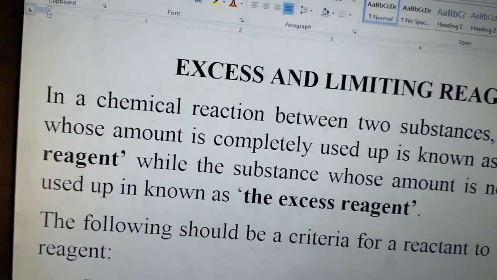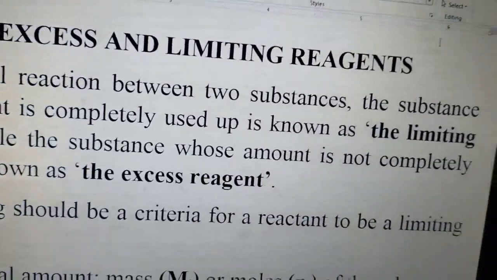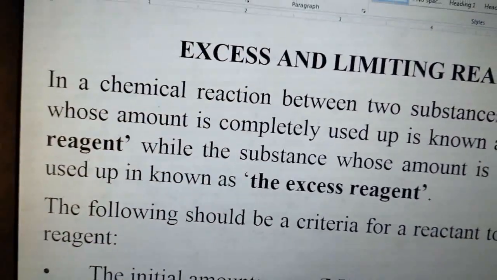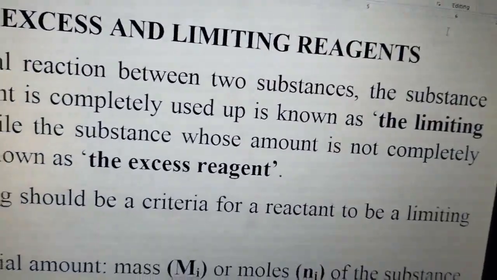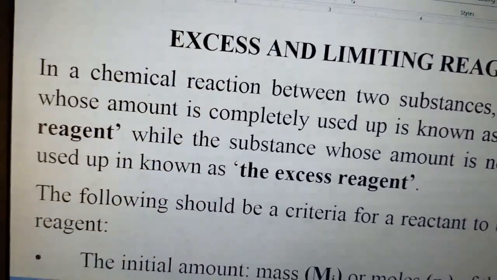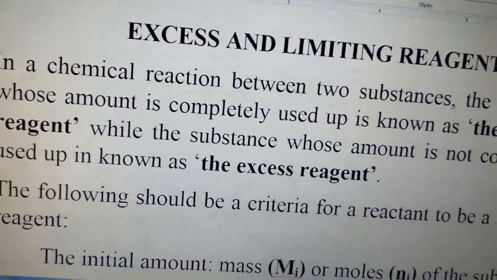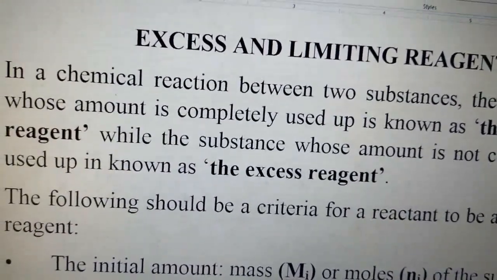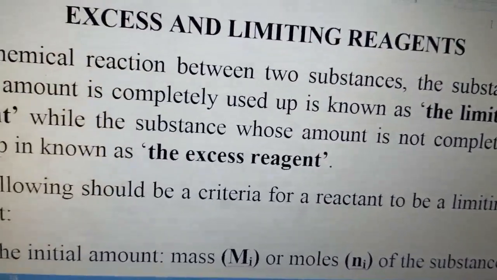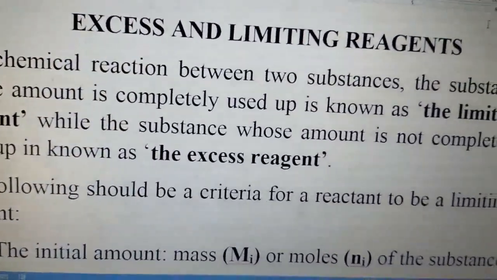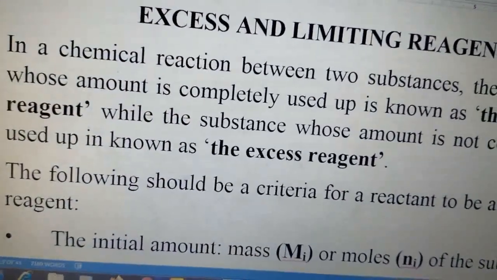In a chemical reaction between two substances, the substance whose amount is completely used up is known as the limiting reagent. So during a chemical reaction between two substances, the substance that is used up completely and whose amount does not remain at the end of the reaction is called the limiting reagent. While a substance whose amount is not completely used up is known as the excess reagent.